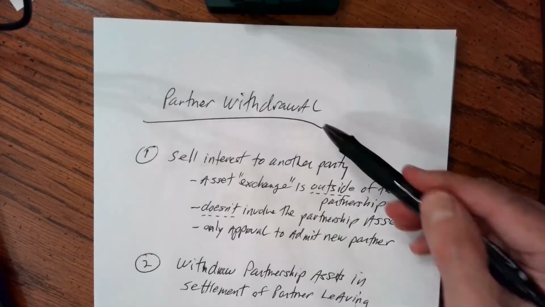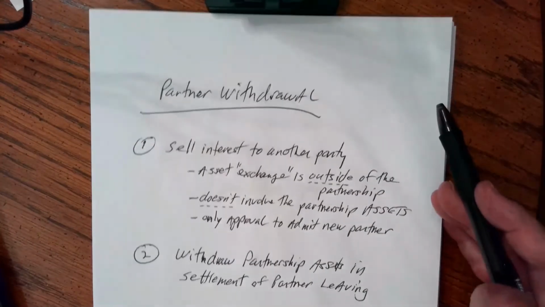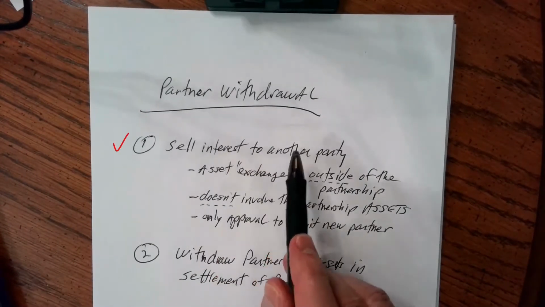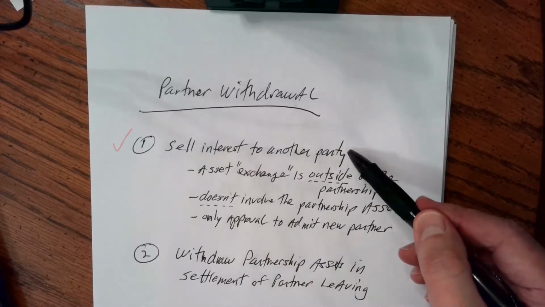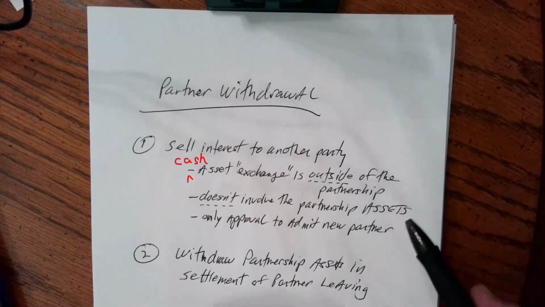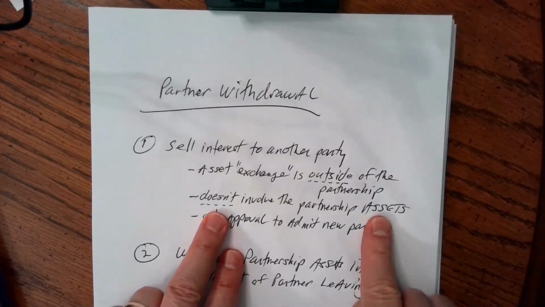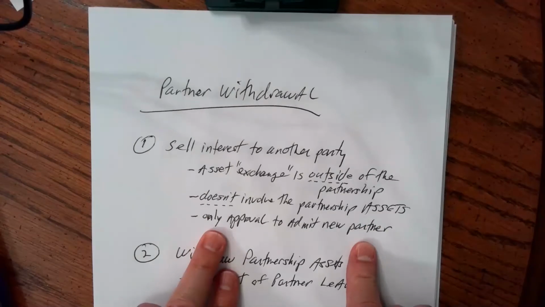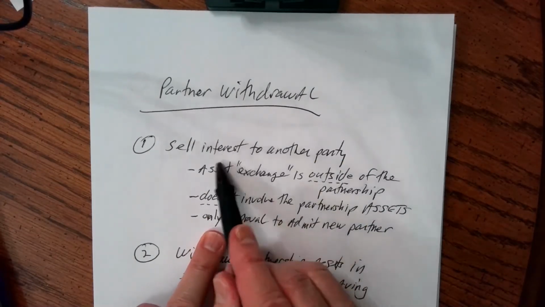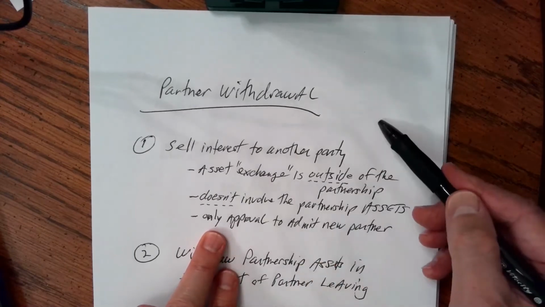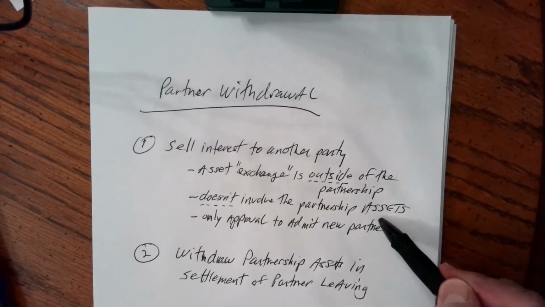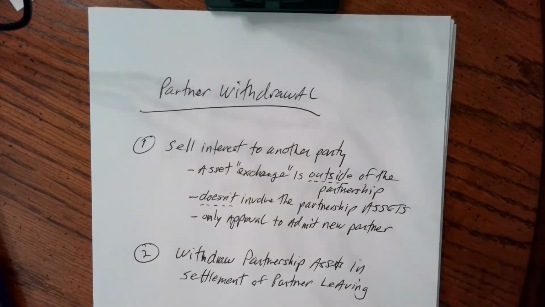A partner withdrawal can be handled one of 2 ways. Either the withdrawing partner sells his interest to another party. In other words, that transaction is an exchange outside the partnership. It does not involve distribution of the partnership assets. All it requires is approval of admission of that new partner to the partnership. So, selling interest to another, cash exchange between the withdrawing partner and a new partner coming in, does not affect the assets of the partnership. Very simple entry on the books.